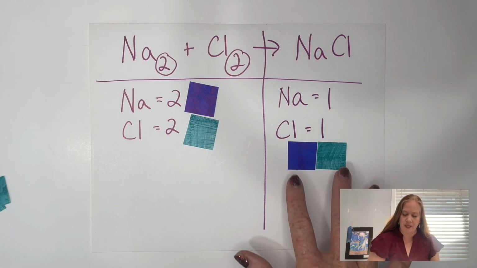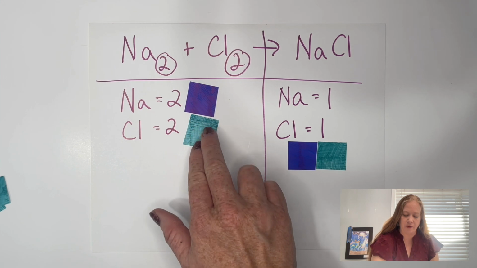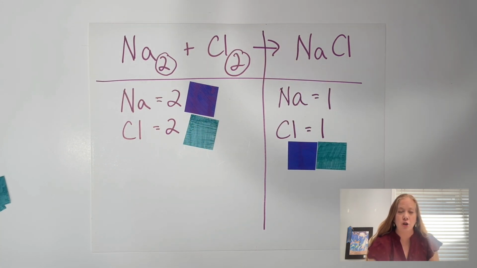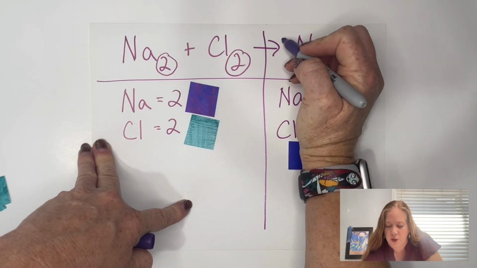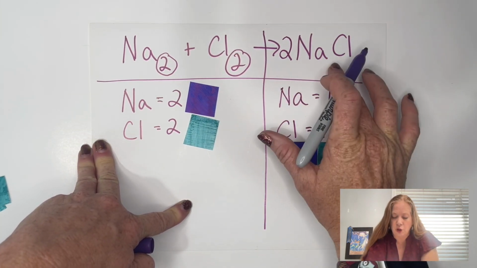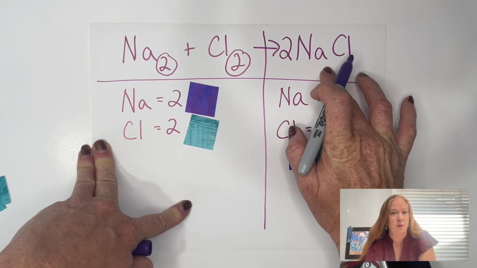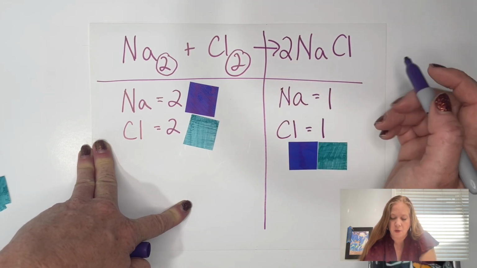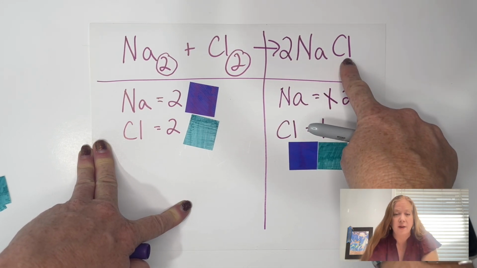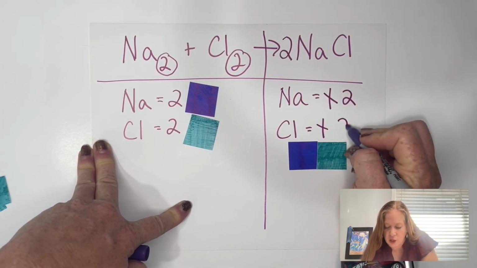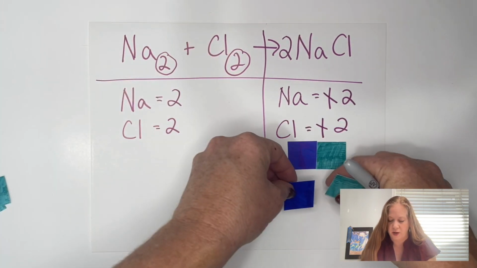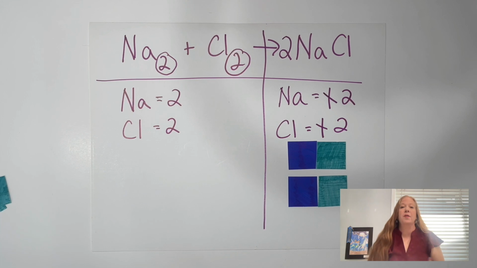So if we look at this, we still have these 2 left over on the side here, which means that we're going to need to put a 2 in front of this. If we put a 2 in front of this, that's the coefficient. So 2 times the 1, since there's no number again after the sodium, 2 times that 1 would give us instead 2 sodiums. 2 times that 1 of chlorine would give us instead 2 chlorines. And now these can rearrange to come over on this side.